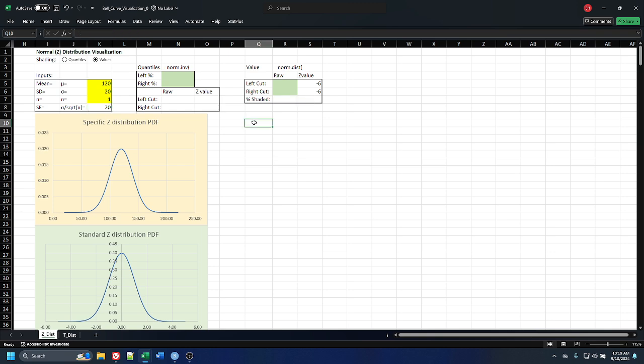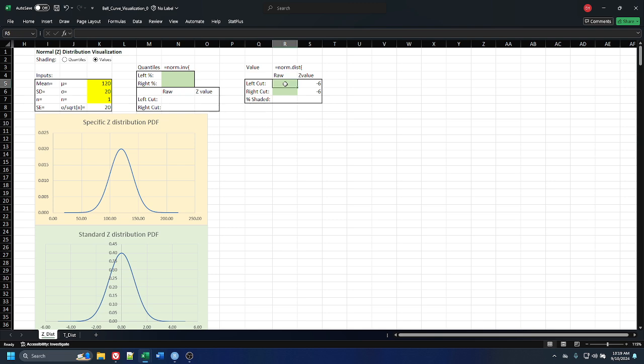Okay, so let's say this is our scenario where we have a mean at 120 and a standard deviation of 20. We can also model this with a standardized z distribution if we set the mean at 0, and instead of talking about the raw movement away from the mean, we talk about it in terms of the number of standard deviations away from the mean. But let's go ahead and look at some cuts.